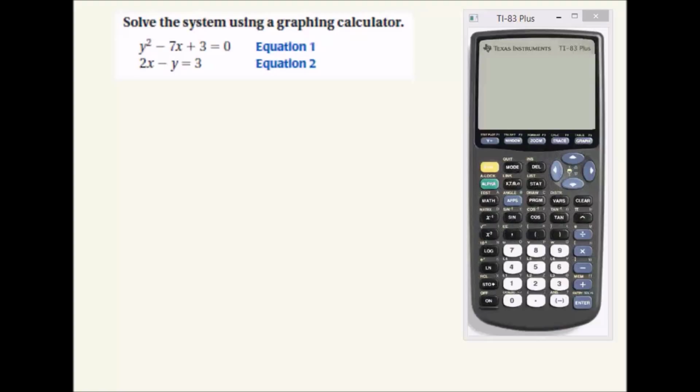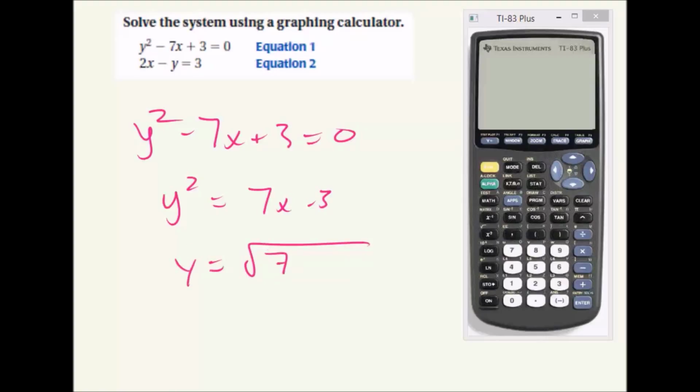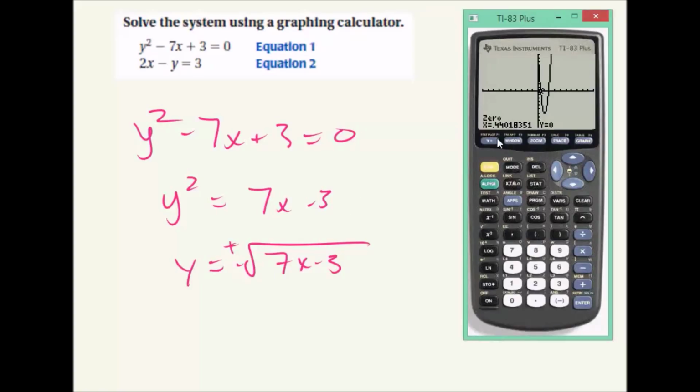So the first thing you need to do is solve each equation for y, so we can graph it. So we have y squared minus 7x plus 3 equals 0. Get y by itself, meaning add the 7x and subtract the 3. Then square root both sides. So we get plus or minus the square root of 7x minus 3. So we're going to graph that, and the negative of that, because you have to graph each one individually.